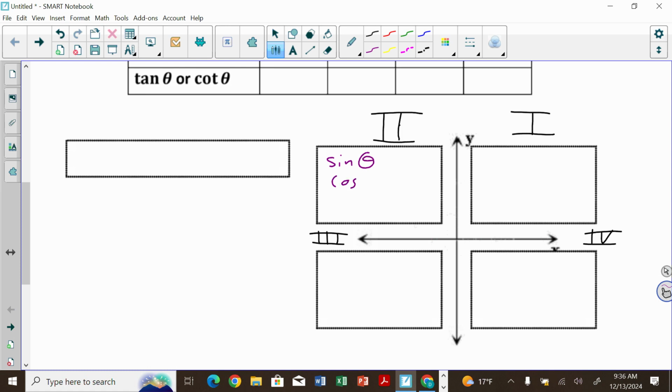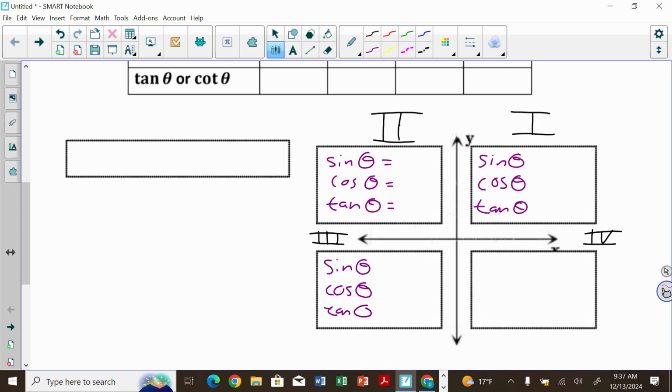So I'm just going to put sine, cosine, and tangent in here, because remember, the other ones are just reciprocals of that. Cosecant is the reciprocal of sine, secant is the reciprocal of cosine, and cotangent the reciprocal of tangent. So those signs are not going to change just because it's a reciprocal. A positive or negative won't change at all.